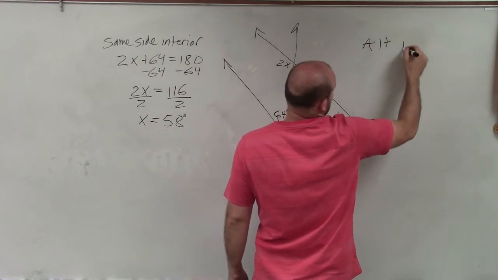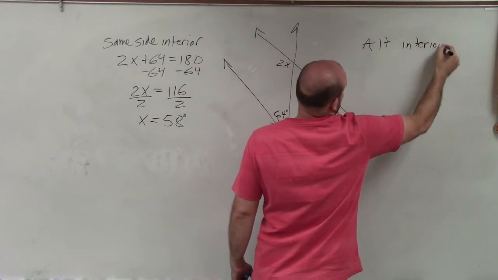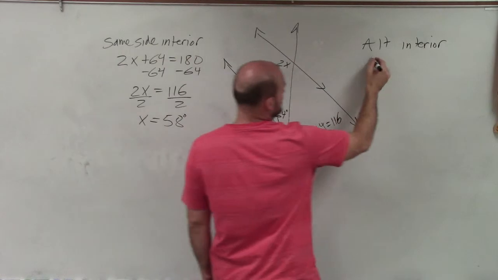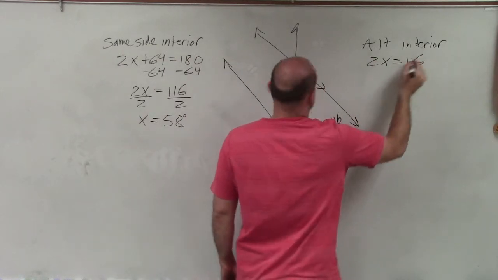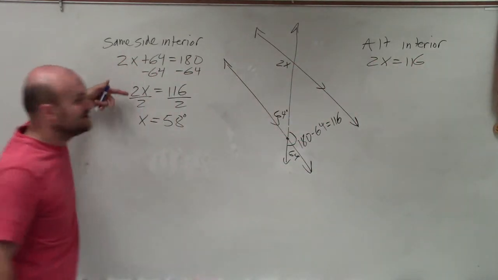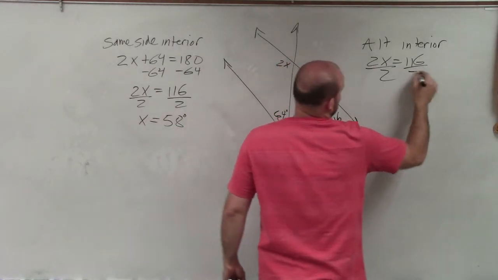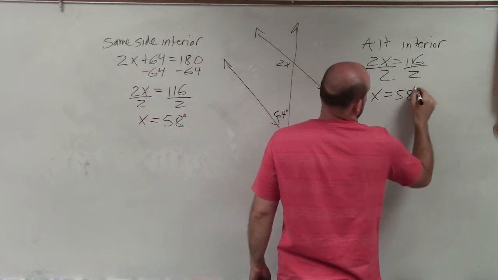So if I wanted to solve it this way, alternate interior angles are equal to each other. So I can say 2x is equal to 116, which takes us right back to here. So therefore, by dividing by 2, I get x equals 58 degrees.